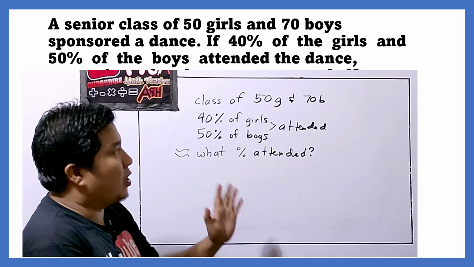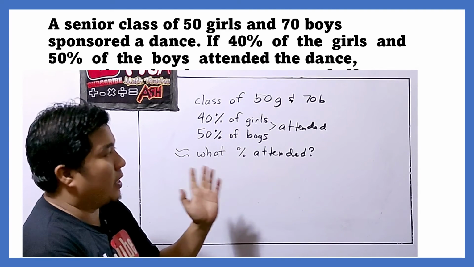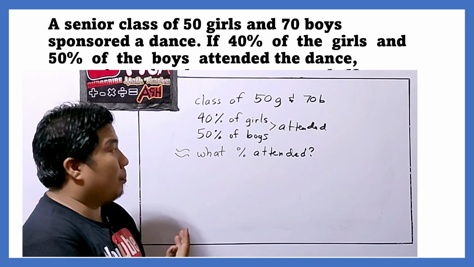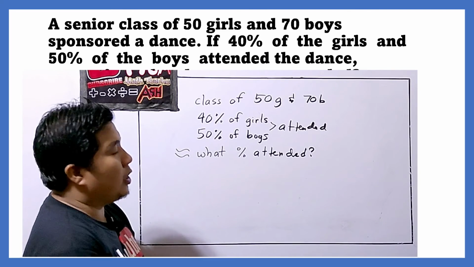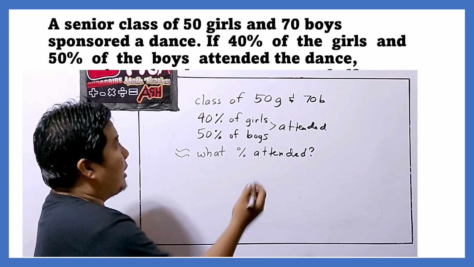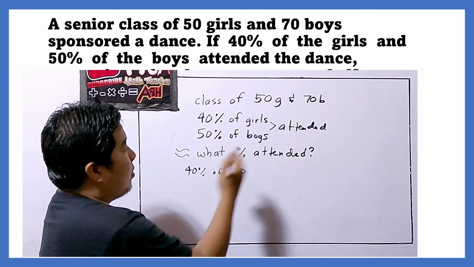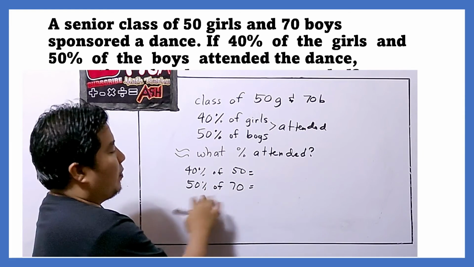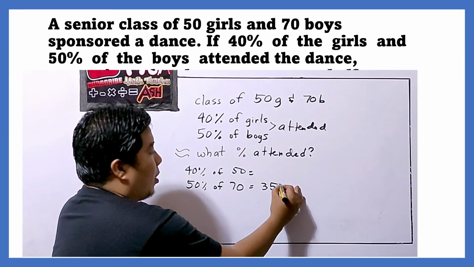Now, a class has 50 girls and 70 boys. Now, during the dance, 40% of the girls and 50% of the boys attended. Now, we are asked what is the approximate percent of the people in that class that attended. Now, what we can do here is to get the percentage first of each gender. So, what is 40% of 50? So, 40% of 50, and we get the 50% of 70. Of course, for the 50% of 70, that is very easy. You just divide it by 2. So, there are 35 boys.